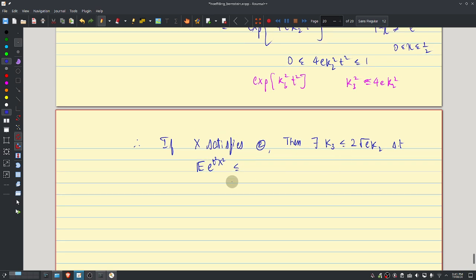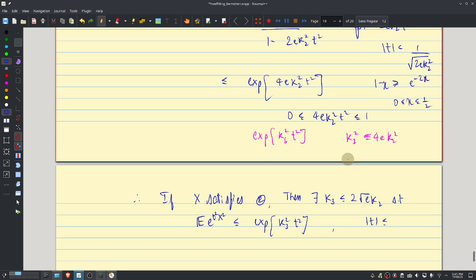Less than or equal to... I'm sorry, can you speak up? 1 minus x is lower bounded by e to the power minus 2x. So 1 by 1 minus x is less than or equal to e to the power 2x.